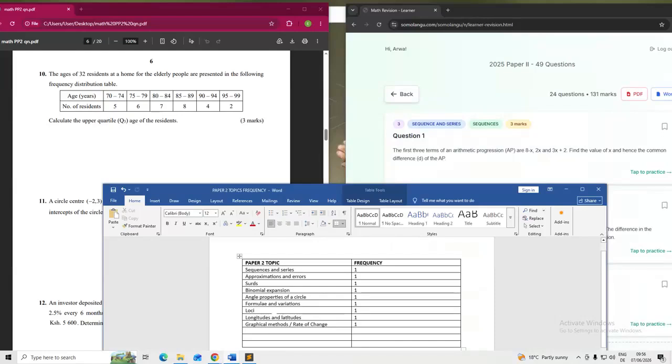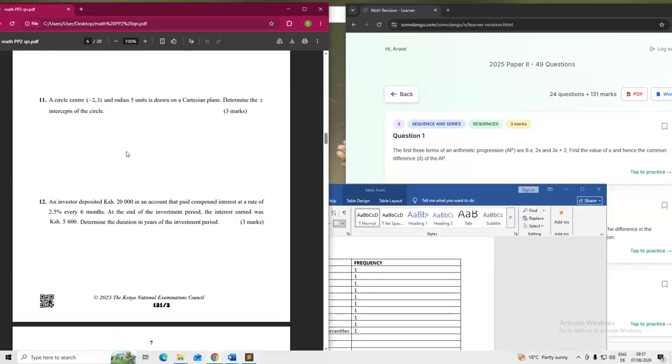Okay, so here we have statistics 2, and more specifically quartiles, deciles, and percentiles. So this topic has also been tested once in this paper. We move on to question number 11.